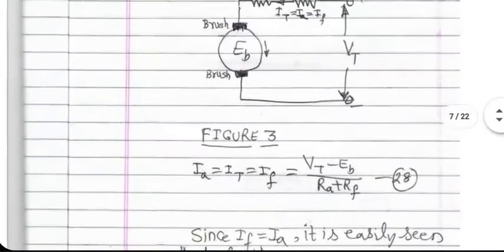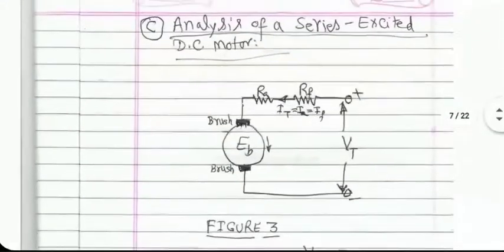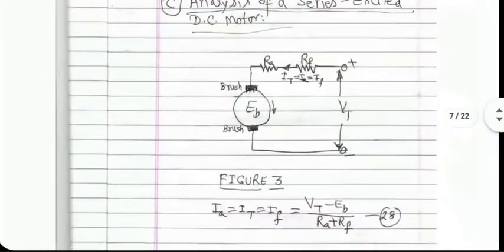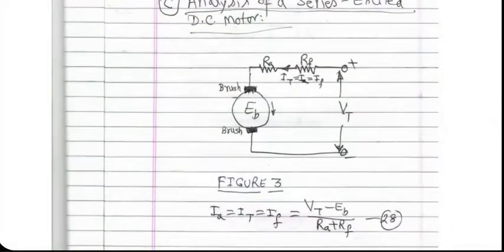Now, what are the implications? We have seen that torque is proportional to IF into IA. We have proven it. Now, in this case, IF and IA are the same. So, torque will be proportional to IA square. Even for smaller values of IA, enough torque would be produced, which is one of the biggest advantages of series DC motors. They produce larger initial torque when IA is small.